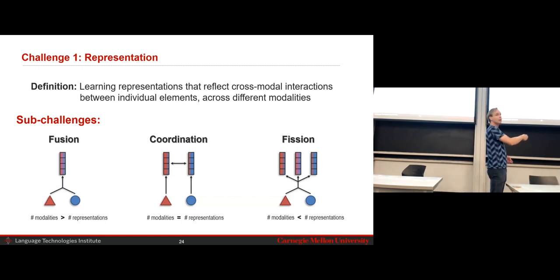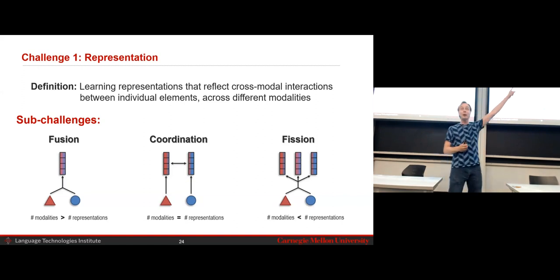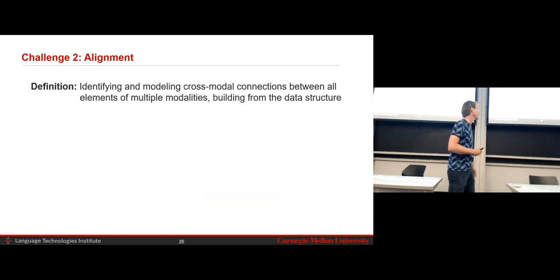The most obvious fission is the one I talked about earlier, where you may create three representations: one that is unique to this modality, one that is unique to the other modality, and one that is shared between the two modalities. That would be the classic multimodal factorization you could do. There are more, but that is a classic example. So that's the first one. Very important. We spend at least one full week, a week and a half, on that.